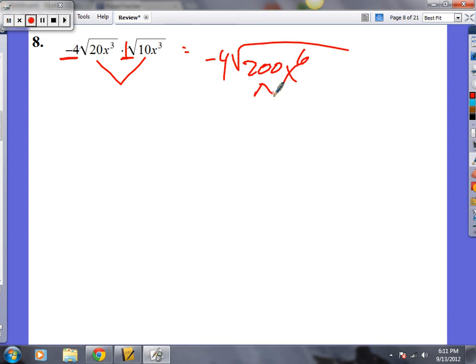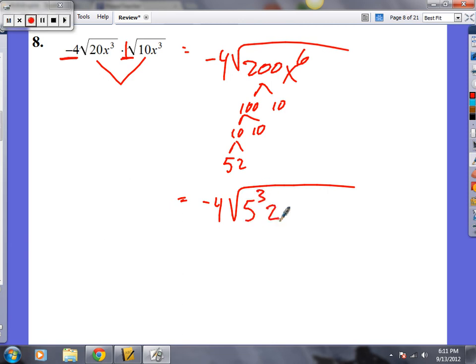Alright, factor 200, 10 and 10 and 2, and then each of the 10s I'm going to go 5 and 2, 5 and 2, 5 and 2. So in place of 200, I'm going to have 5 cubed, 2 cubed, because each 10 is going to give me a 5 and a 2, and I got 3 of them, x to the 6.